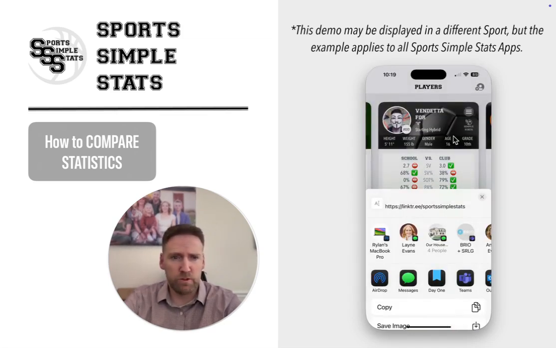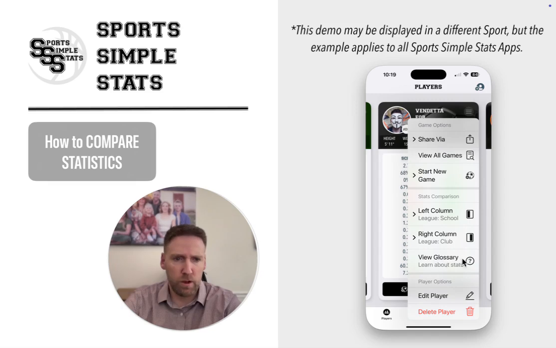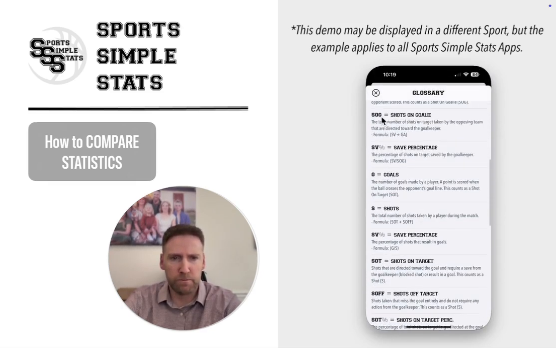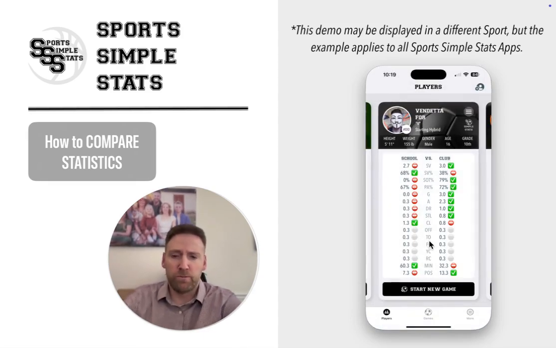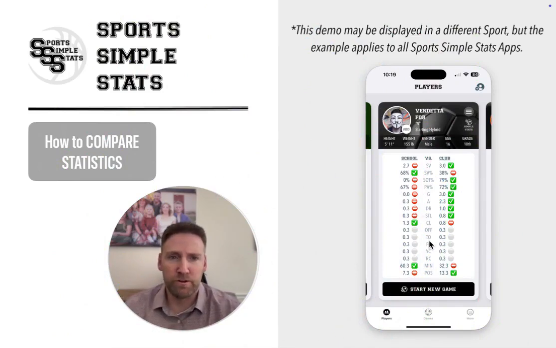So that's how you would do a side-by-side stat comparison. At any point you forget what the stats mean, you can always click on the view glossary to help remind you what a specific line item might reference. Hopefully that's helpful. Congratulations, you now know how to compare stats and share them with your network.